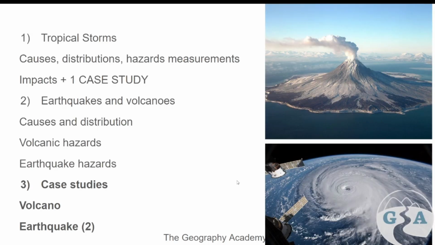So those are some of the impacts that we look at with the volcano and some of the ways in which they deal with that. With that single case study of a volcano, and the one of the earthquake, that should keep you covered, and it is also the end of our Hazardous Environments Unit 3.